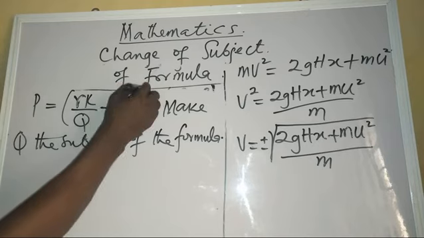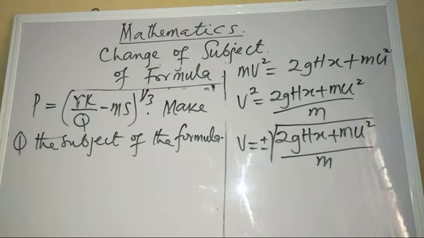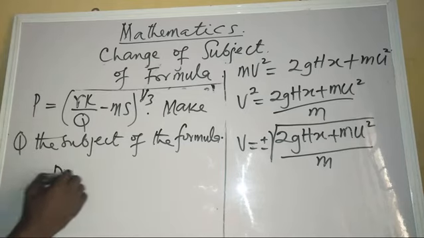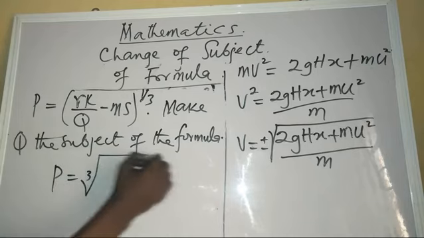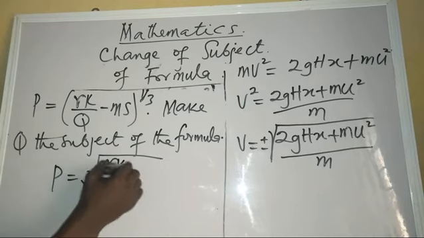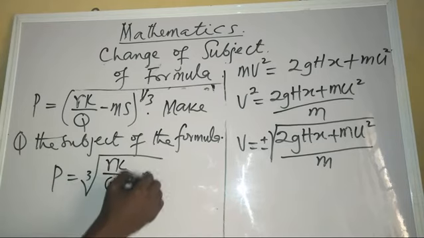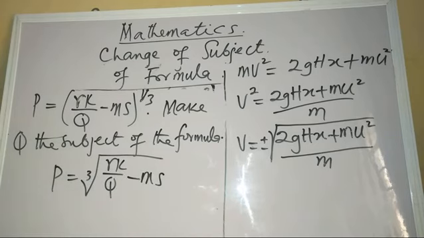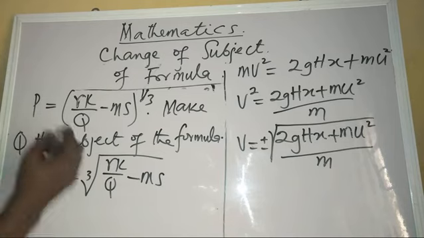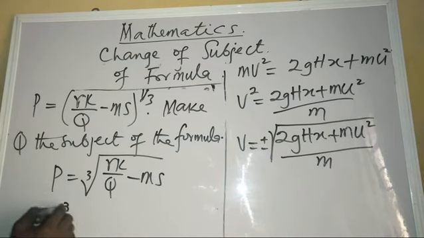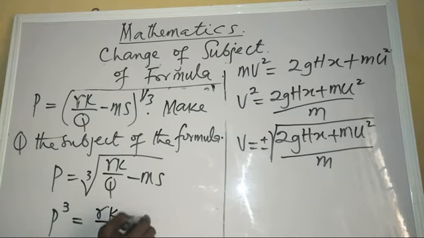The first thing: this one is raised to the power of 1 over 3. What we have here can be written as P equals cube root of Rk over Q minus ms. They mean the same thing. So to remove this cube root, you take the cube of both sides. And when you take the cube of both sides, we have P cube equals Rk over Q minus ms.